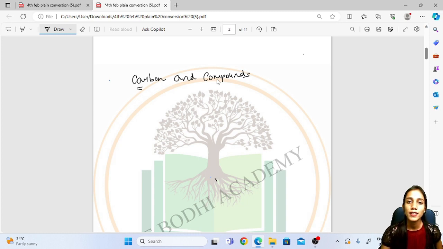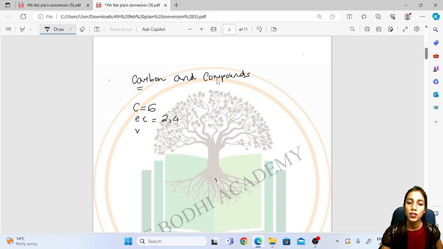Now, what is the atomic number of carbon? The atomic number of carbon is 6. Atomic number means the number of electrons present in the atom of carbon. They are 6. So the electronic configuration of carbon becomes 2 and 4, meaning 2 electrons are present in the K shell and 4 electrons are present in the L shell.